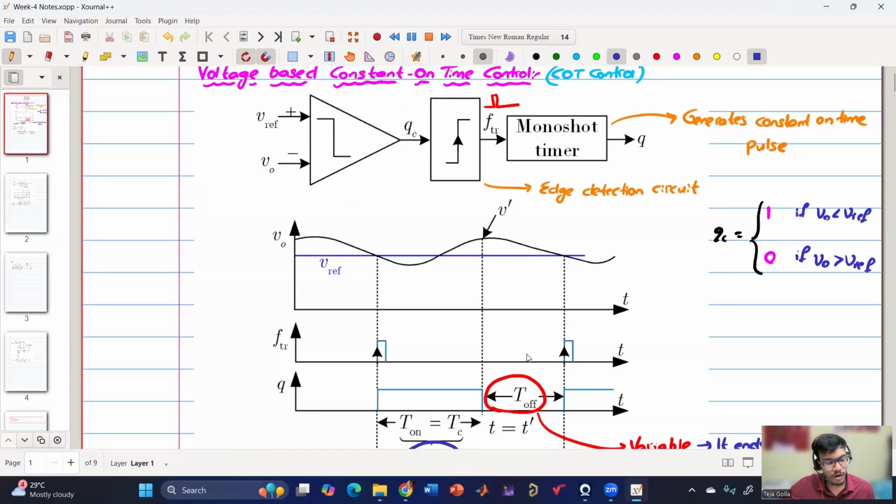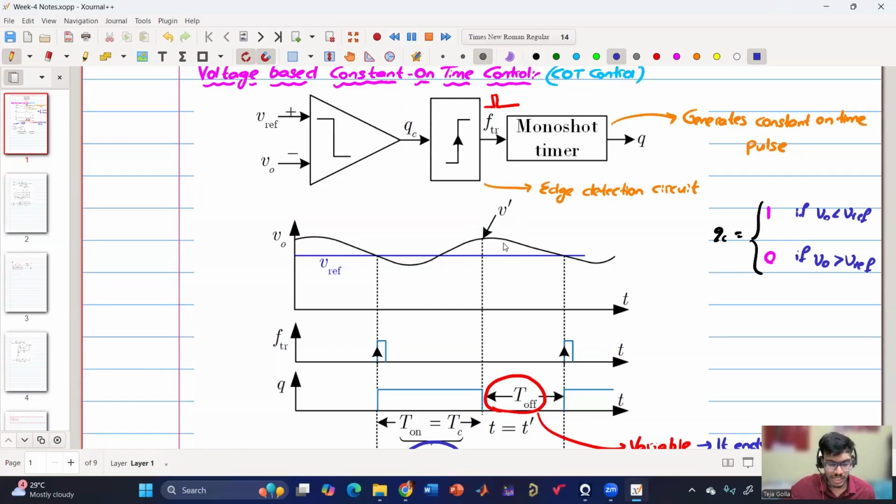Depending upon the load, if it is at light load, then the discharge rate will be slow. If the load is high, then the discharge rate will be higher. So in that case, the off time will be variable. It depends upon how my voltage curve is discharging, or how my voltage profile is changing.